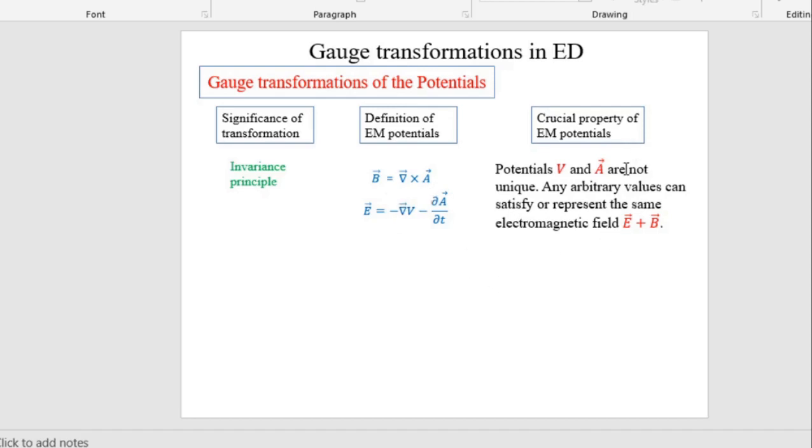We have already said that this crucial property of electromagnetic potentials is the key point towards the concept of gauge transformations. The concept of gauge transformation entirely originates from this crucial property. So now it is time for us to define the gauge transformations of the potentials. Let us now define what gauge transformation is.